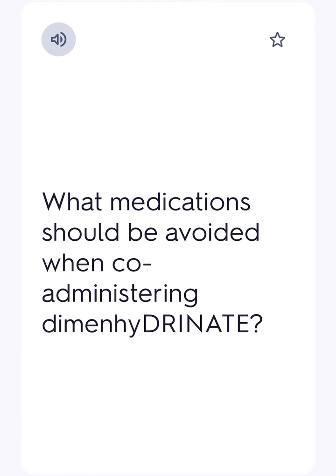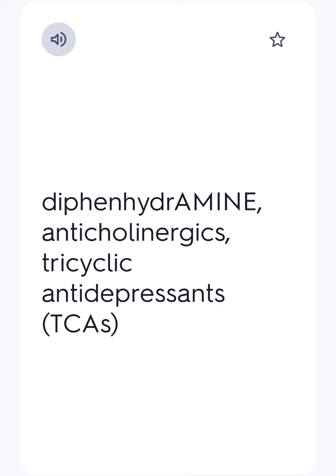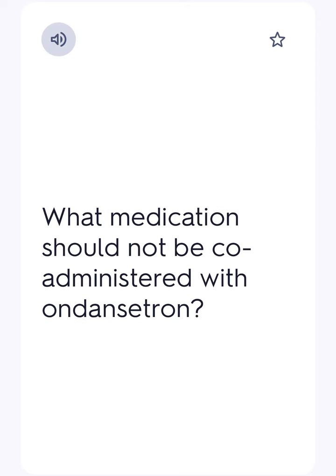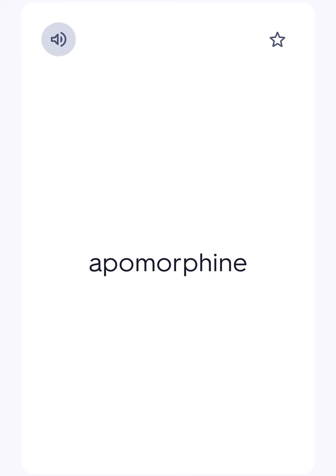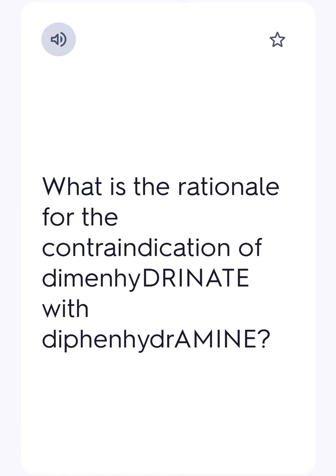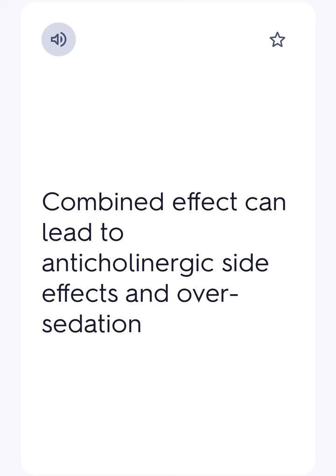What medications should be avoided when co-administering dimenhydrinate? Diphenhydramine, anticholinergics, tricyclic antidepressants. What medication should not be co-administered with ondansetron? Apomorphine. What is the rationale for the contraindication of dimenhydrinate with diphenhydramine? Combined effect can lead to anticholinergic side effects and oversedation.